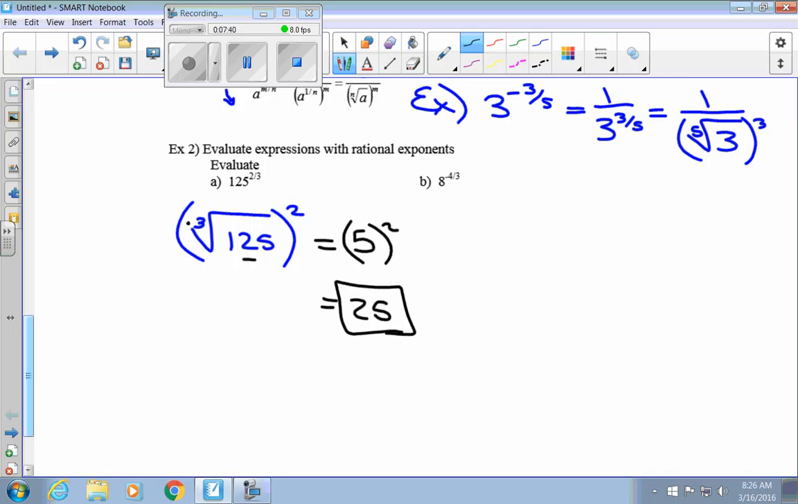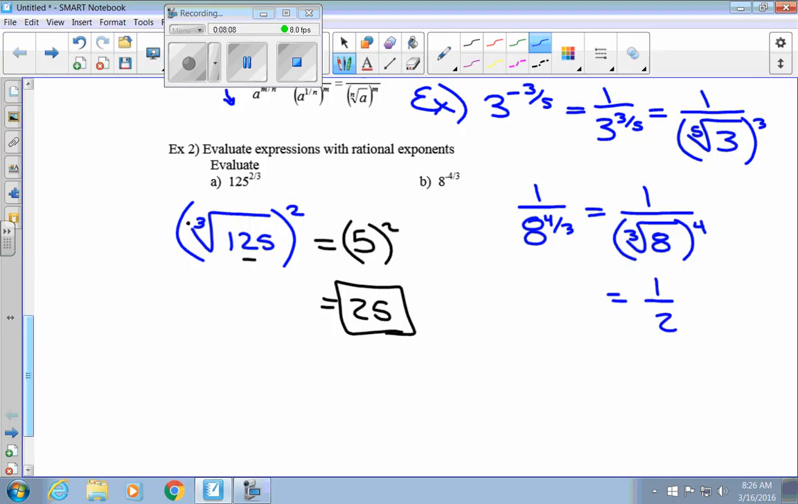And we're going to do the same thing over here. I'm going to have 1 over 8 to the 4/3. And I'm going to write this now in radical form rather than with rational exponents. So it's going to be 1 over the 3rd root of 8 to the 4th power. Well, the 3rd root of 8 is 2. So we're going to have 1 over 2 to the 4th. And 2 to the 4th power is 16. So our answer in this case is going to be 1 over 16.